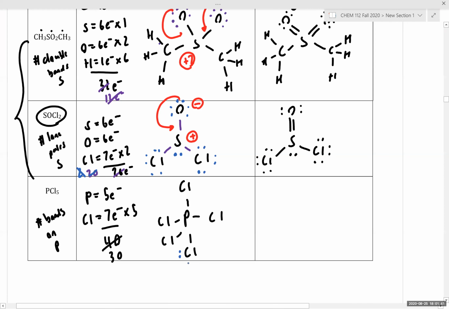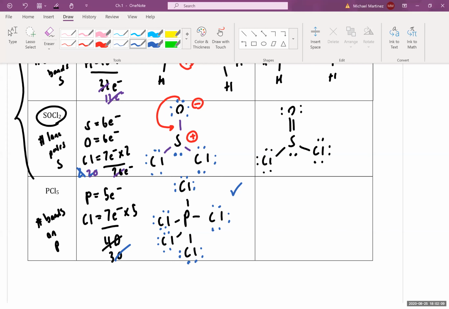And so now what we're going to do is add our lone pairs. After giving each chlorine 6 lone pair electrons, we've used up all of our electrons, and we have a valid structure. You don't need to necessarily form double and triple bonds. This is an expanded octet structure that has minimized formal charges. Does this make sense to everyone so far?